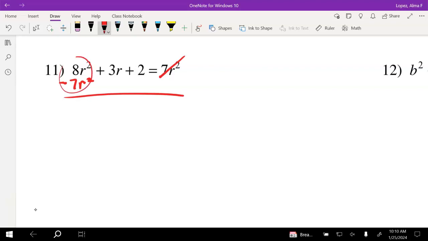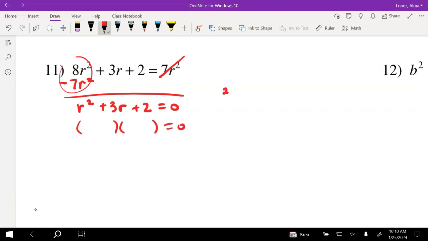These are the same kind of numbers, so 8r squared minus 7r squared is r squared. There's only one r term, one constant, and it's equal to 0. A really nice type 1. I'll write down the two factors we're going to build.